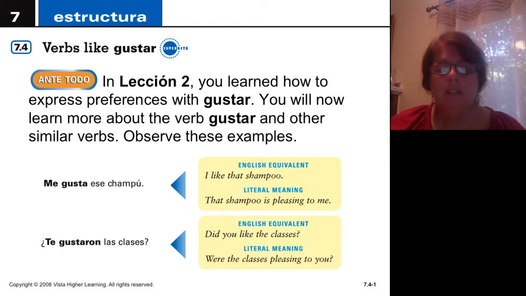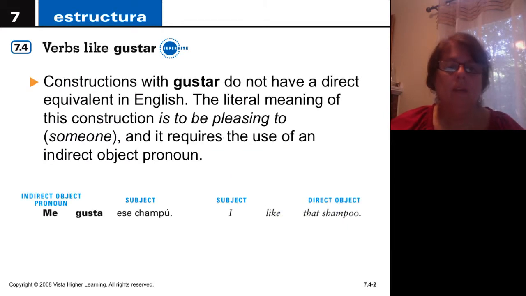So let's look at this. In lesson 2, you learned how to express preferences with gustar. You'll now learn more about other verbs like this. Me gusta este shampoo. I like this shampoo. The shampoo is pleasing to me. ¿Te gustaron las clases? Did you like the classes? Were the classes pleasing to you?